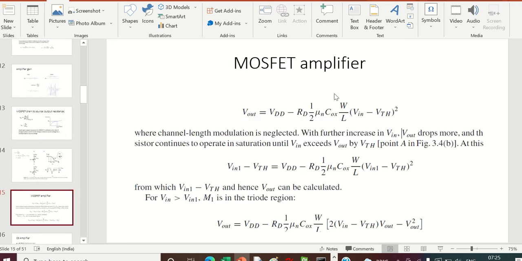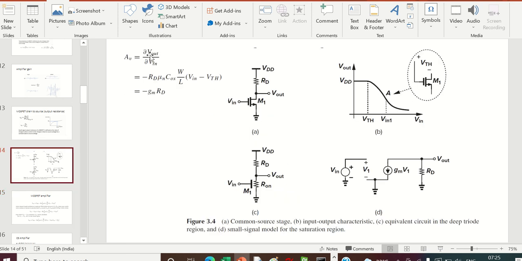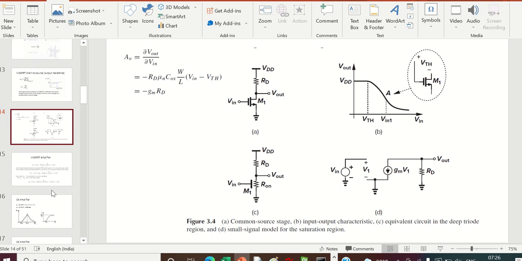Now let us not go further into the equation. This will be your V out equation. If you take the differentiation, delta V out by delta V in, you will get Gm times Rd. That is how you can derive this.